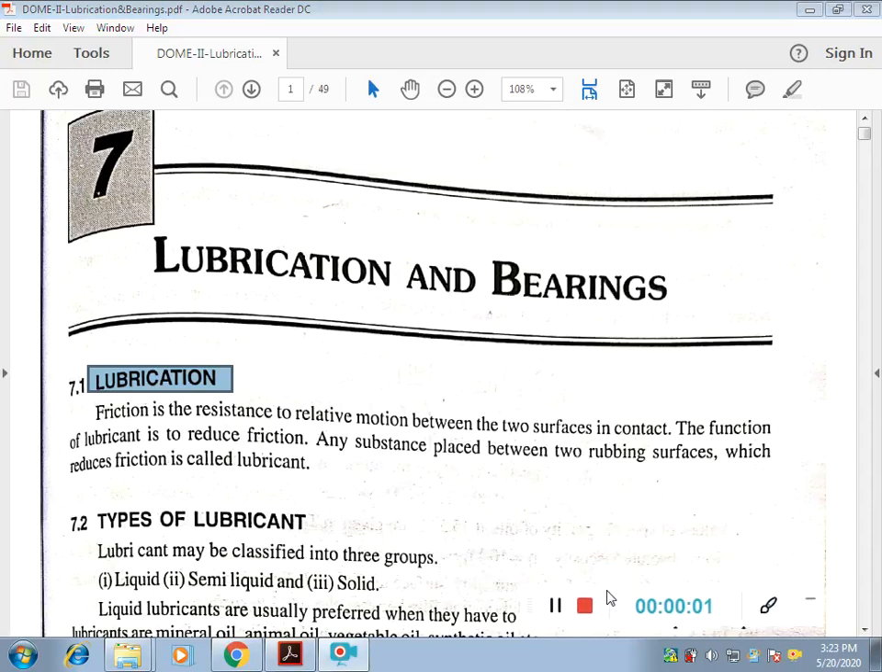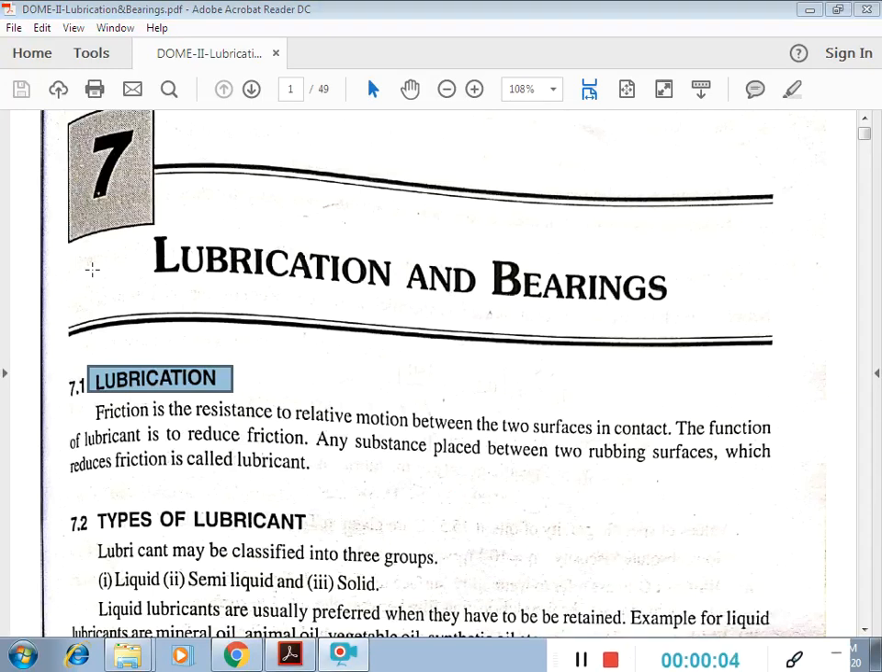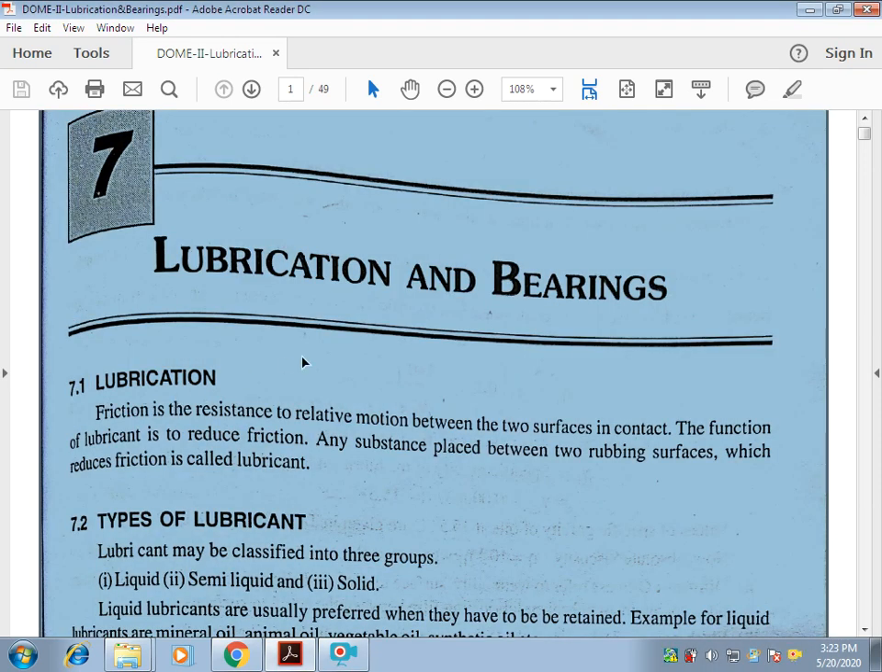In this class, we will go to the last module, that is lubrication and bearing. Let us see what is the meaning of lubrication. Already the lubrication, I think you have studied in the fluid mechanics. Here important is only bearings. Let us see the definition of lubrication.